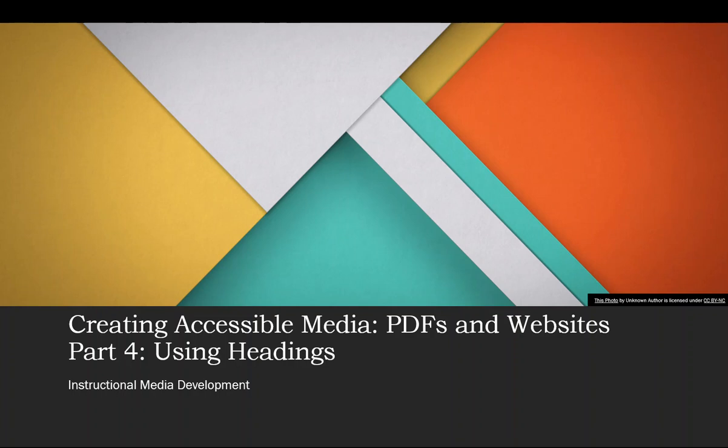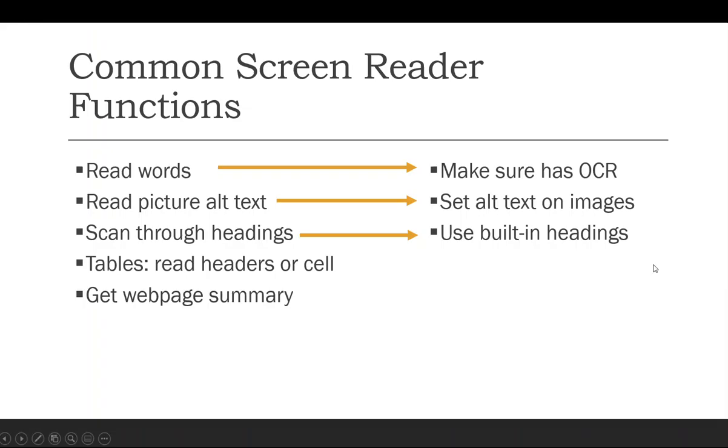Okay, this is Creating Accessible Media Part 4. I'm going to show you some things about headings and templates and then discuss an important thing about exporting to a PDF. So far we've talked about making sure something has OCR, adding alt text.